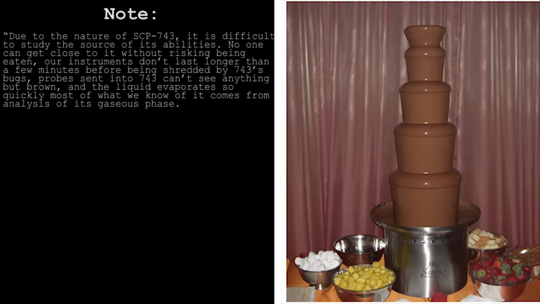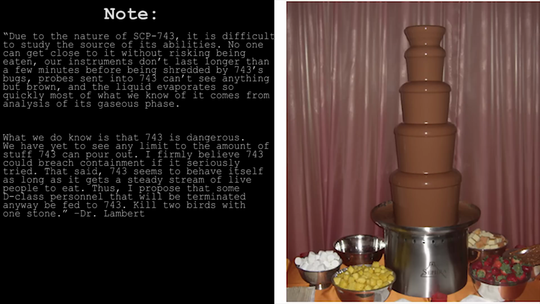Note: due to the nature of SCP-743, it is difficult to study the source of its abilities. No one can get close to it without risking being eaten. Our instruments don't last longer than a few minutes before being shredded by 743's bugs. Probes sent into 743 can't see anything but brown, and the liquid evaporates so quickly most of what we know of it comes from analysis of its gaseous phase.